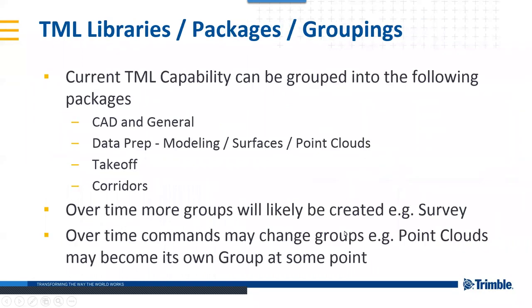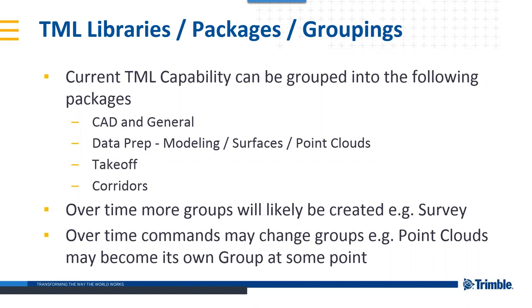Okay, so when you look at TMLs, then they kind of fall into logical packages or groupings. And if you look at what Trimble's developed and what someone like Rockpile or Revenant have developed, then they're all basically falling into the same basic packages. So I'm trying to group the TMLs that people are creating into things like CAD and general functionality, data prep functionality, takeoff functionality, corridors, and over time more groups will likely be created, like survey. And maybe some of the groups that we've created right now, like modeling, surfaces, and point clouds, are being kind of rolled together as a data prep package.